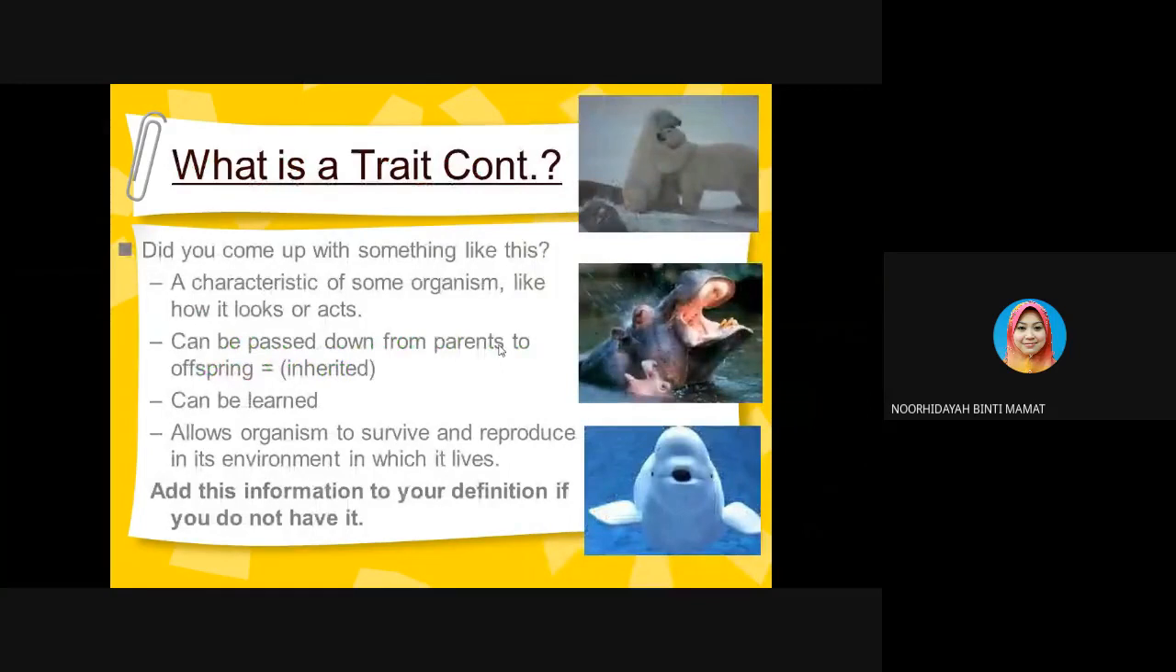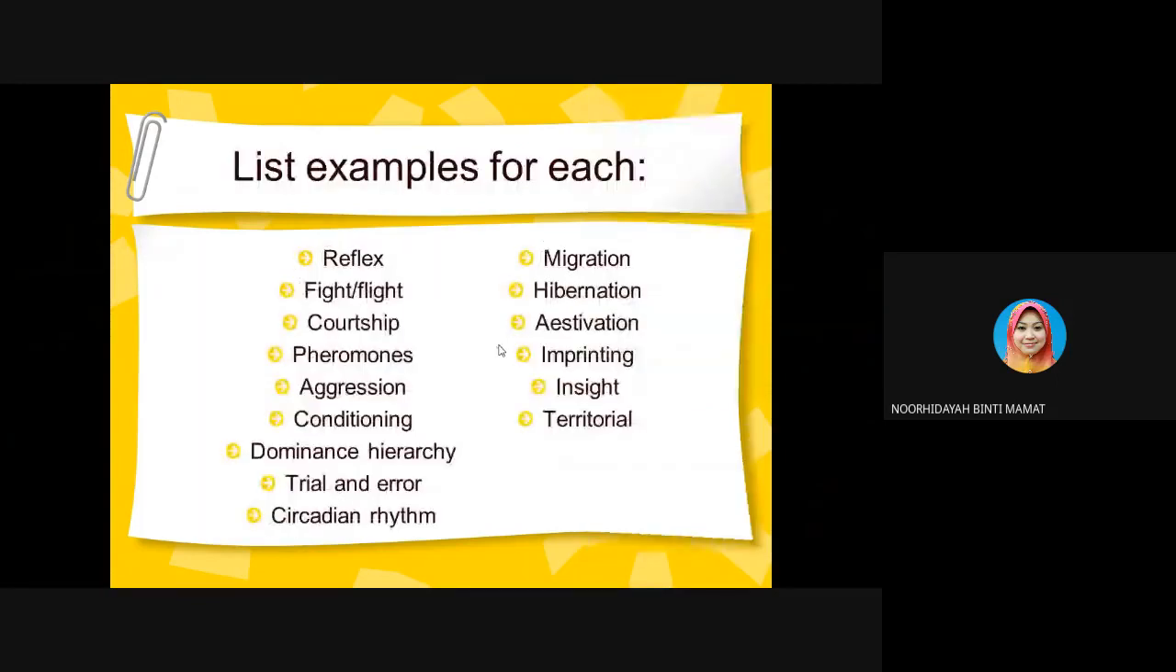And you need to come up with something like this. So a trait is a characteristic of some organisms. It can be passed down or it can be learned, and this trait can also allow the organism to survive and reproduce. Okay, so all of this is the important point of what a trait is. So you also need to list examples for each. Okay, just think about it.